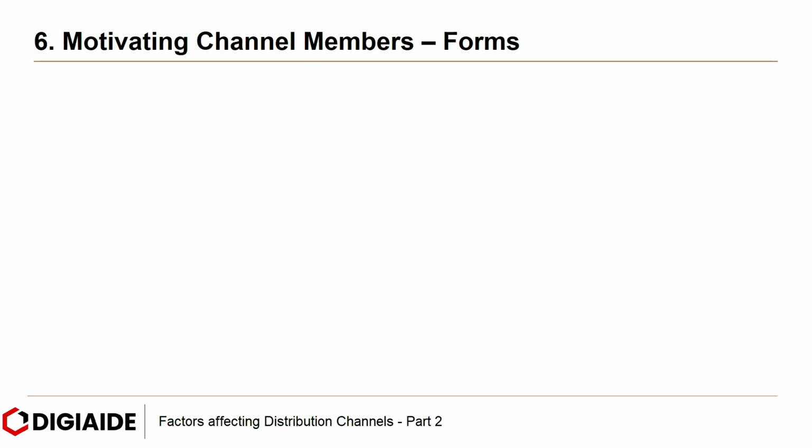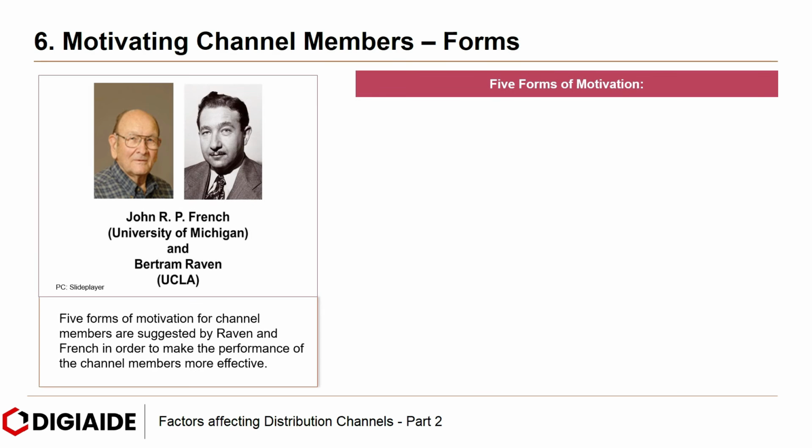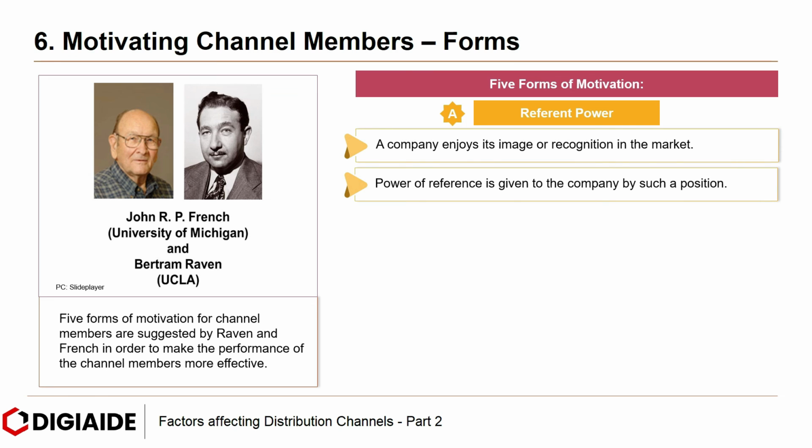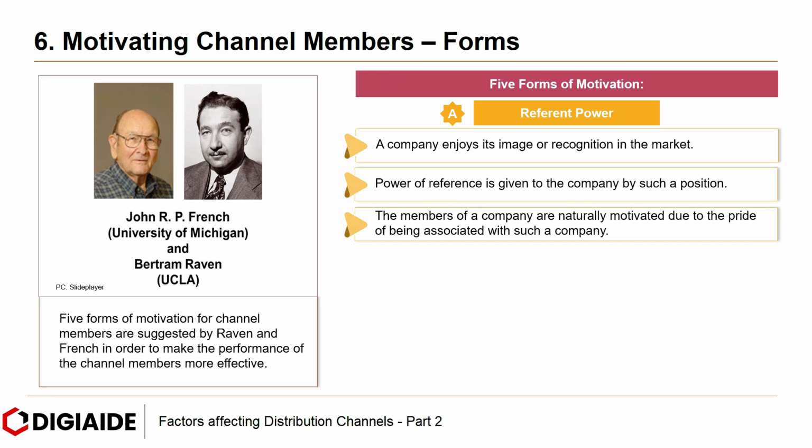Moving on to the forms of motivation, as stated by John R.P. French from University of Michigan and Bertram Raven, 5 forms of motivation make the performance of the channel members more effective. The first one being referent power. A company enjoys its image or recognition in the market. Power of reference is given to the company by such a position. The members of a company are naturally motivated due to the pride of being associated with such a company.